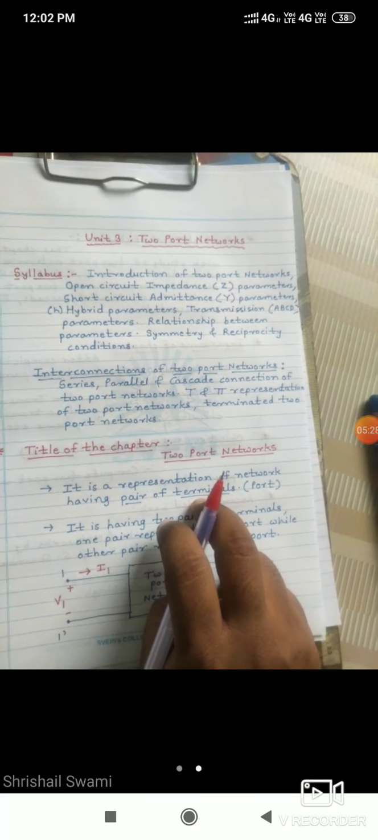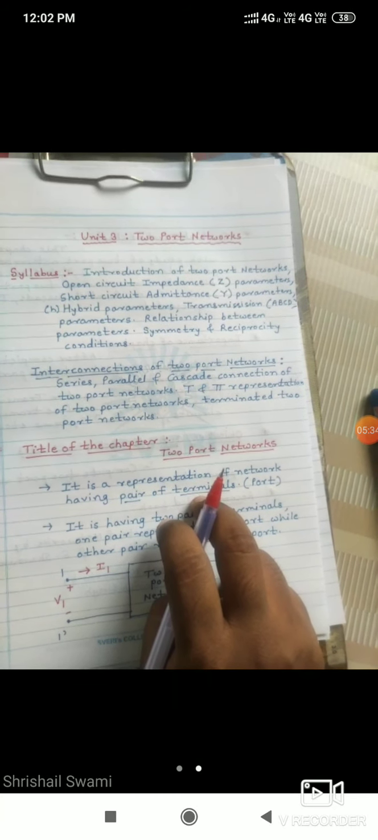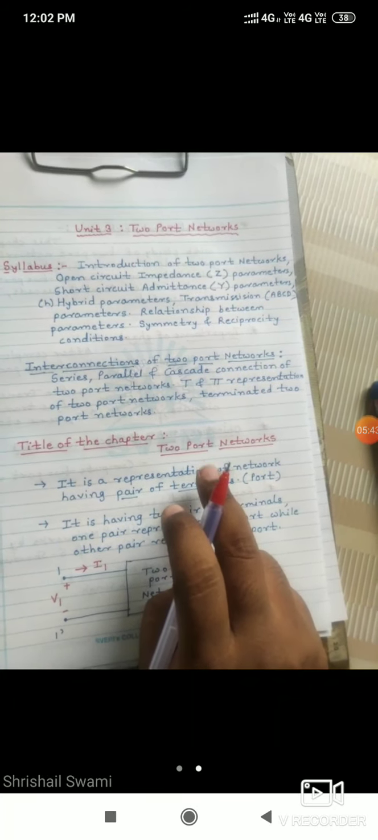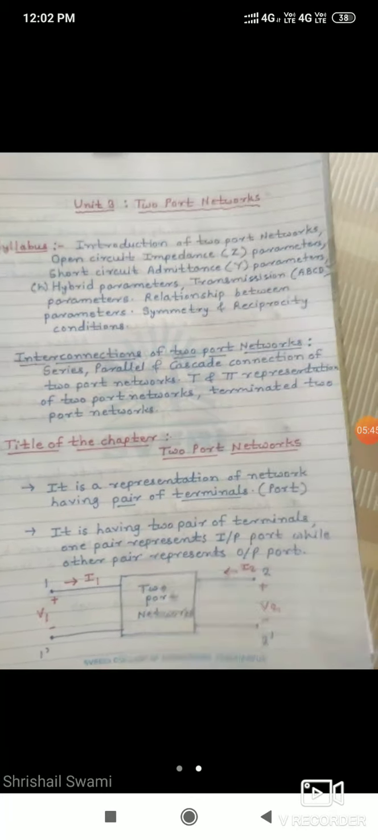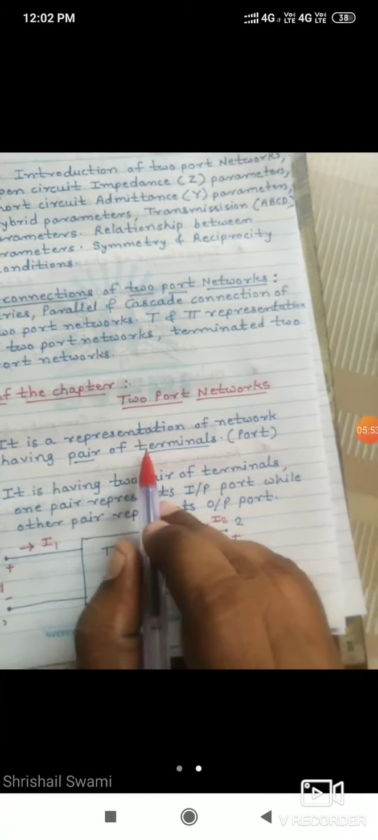So how are you providing the energy? By providing a voltage source or current source. How are you taking the energy? By connecting passive elements, just like resistor, inductor and capacitor. So how you are going to use the port depends on whether you are giving the energy or taking the energy. So a two-port network means a network having two pairs of terminals. It is a representation of a network having pairs of terminals, that is, ports.